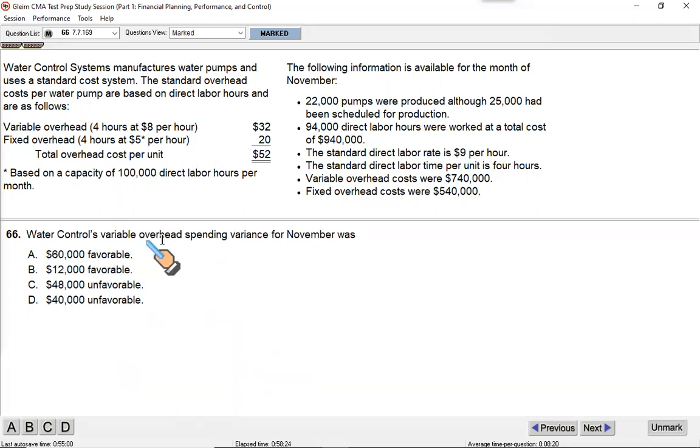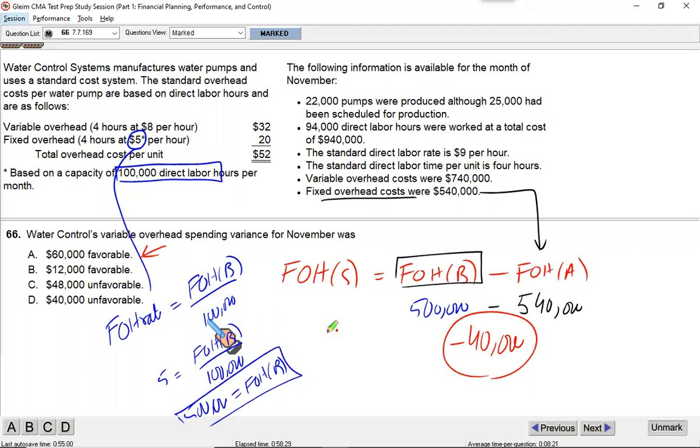Now we have to calculate the variable overhead spending variance. We know the formula. And what we are going to do, we are going to first calculate the variable overhead rate. And if you just look at this, we have already been given spending variance. You know the formula, write it down. Variable overhead spending variance is the actual quantity multiplied by the variable overhead rate minus actual cost variable. We don't have to be worried about the actual variable cost. This is given right here.